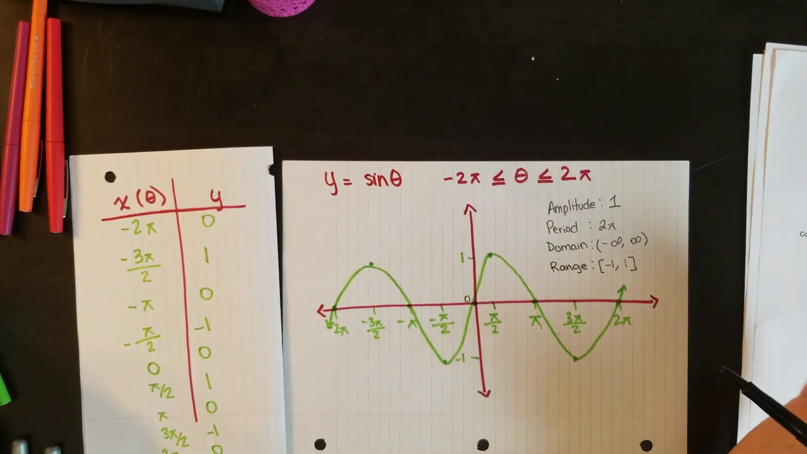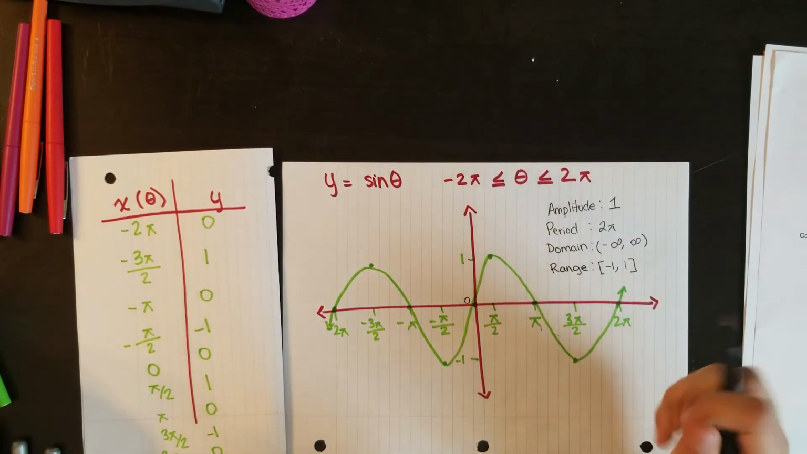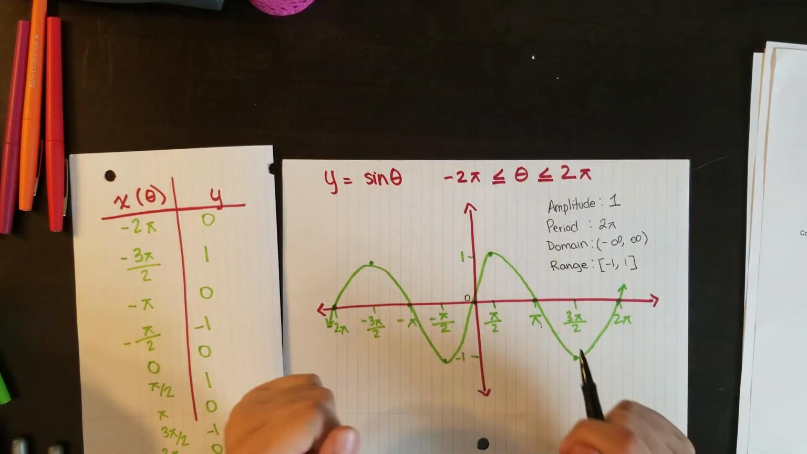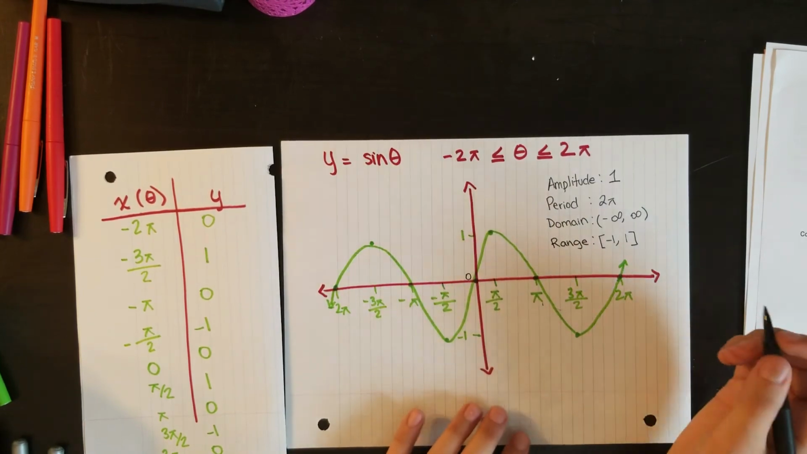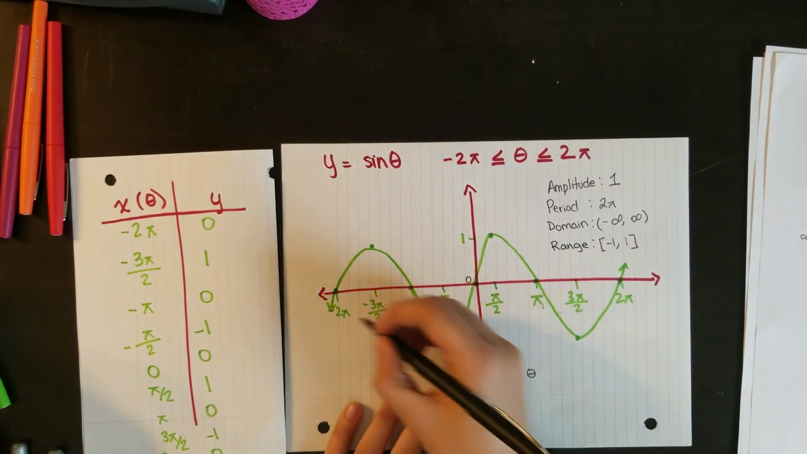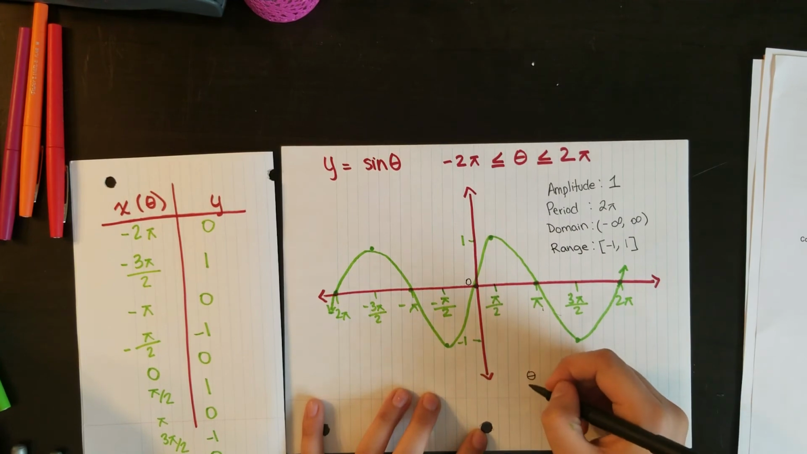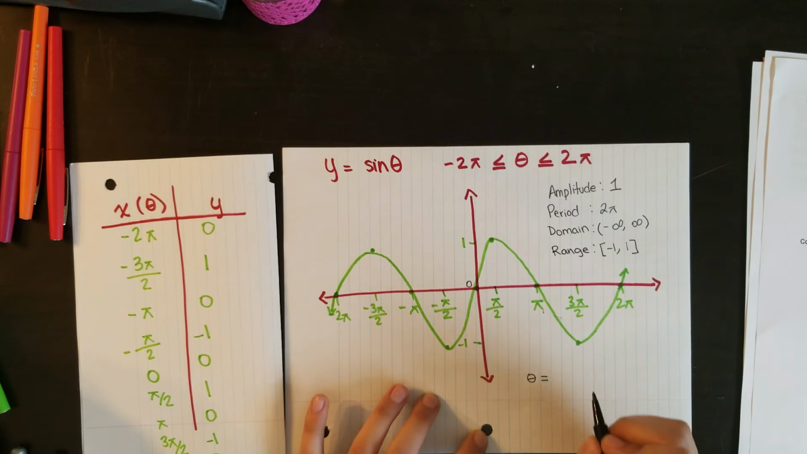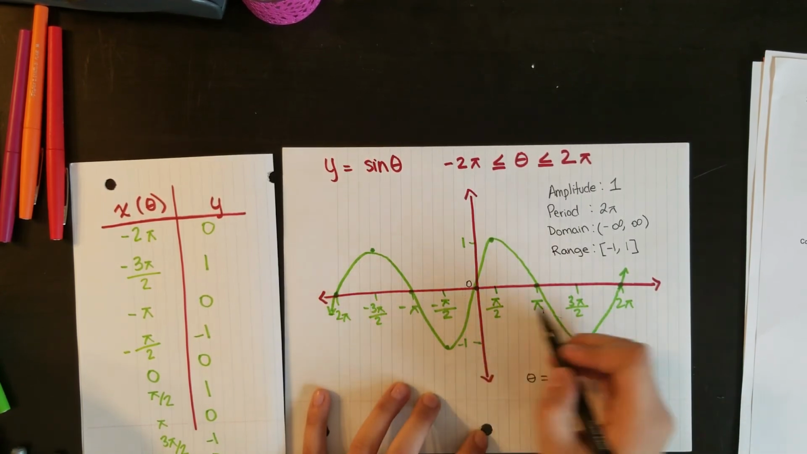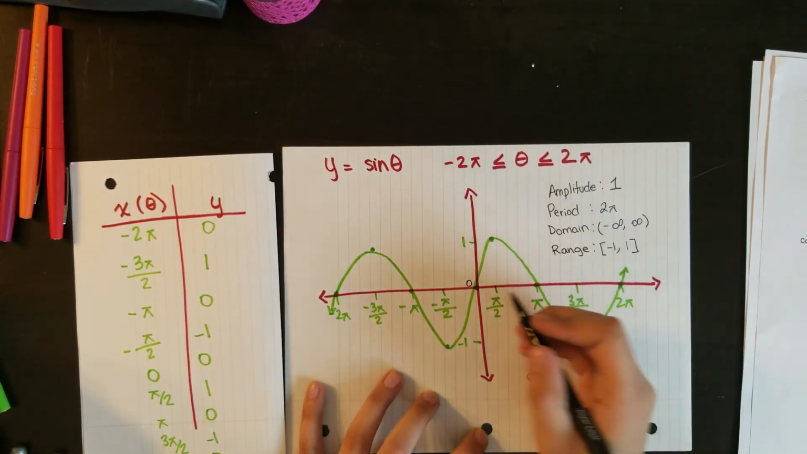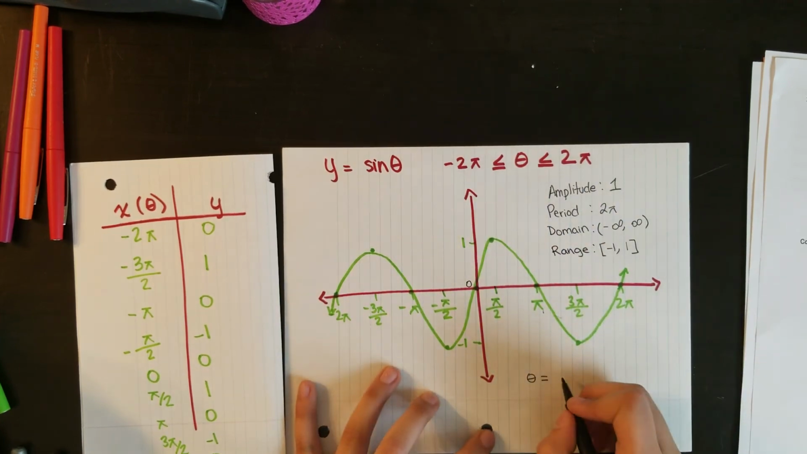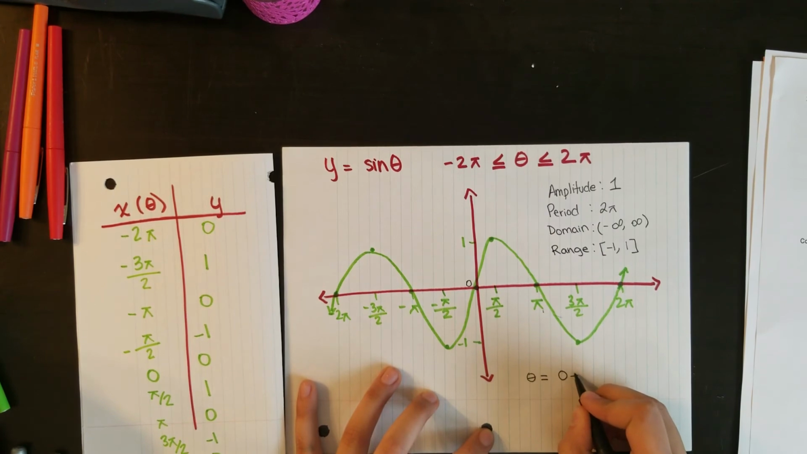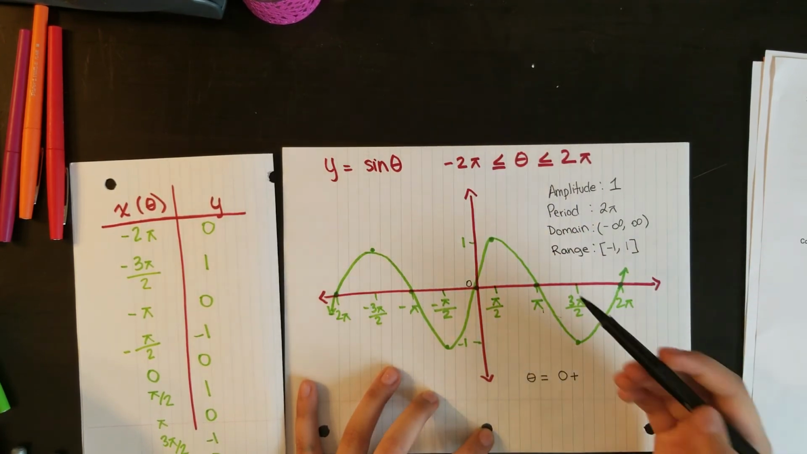So what we're going to do is we're going to write a general solution for this graph that's going to include all possible x-intercepts. And we're going to do this by writing theta, because our x-axis deals with theta values. So theta equals, then we're going to list our first x-intercept. We can list any x-intercept, but I like to start with 0 because 0 is easy. So our first x-intercept is at 0, and we know that there's an x-intercept occurring every pi.